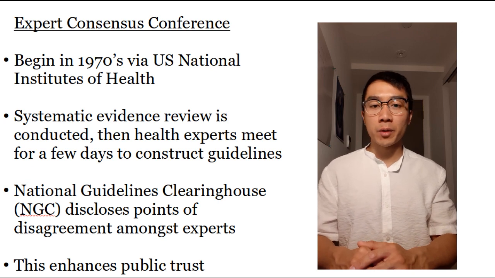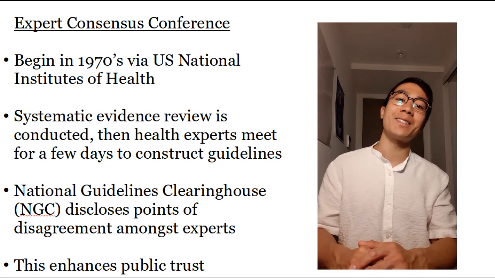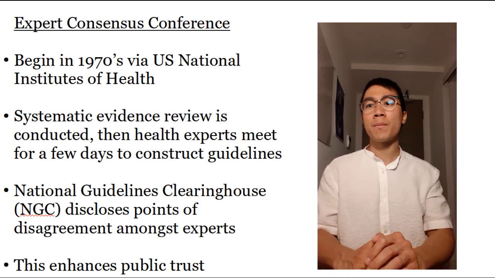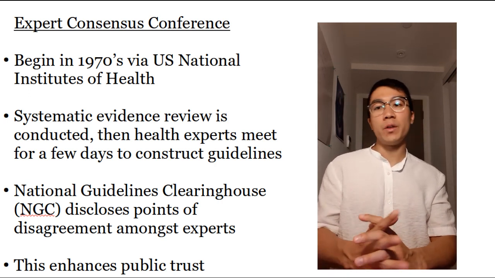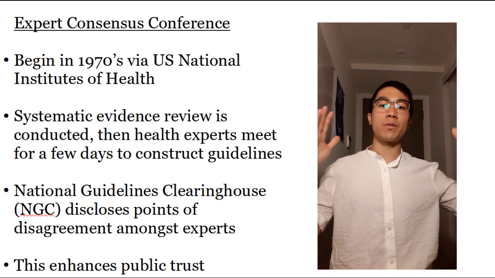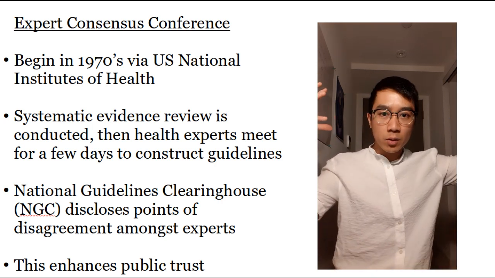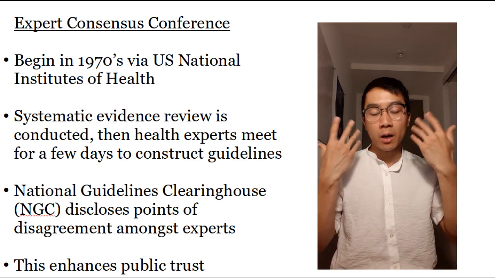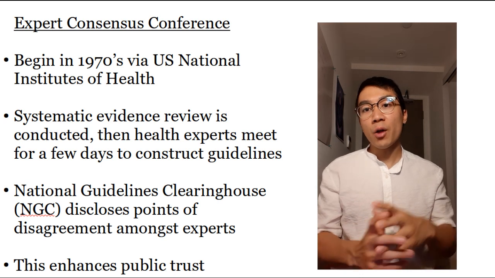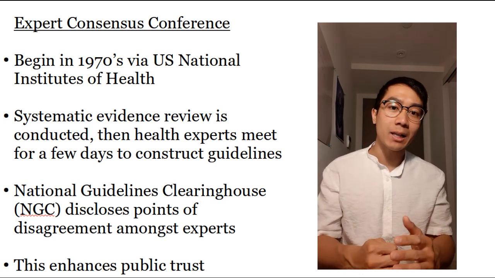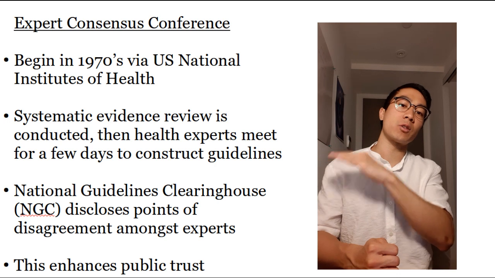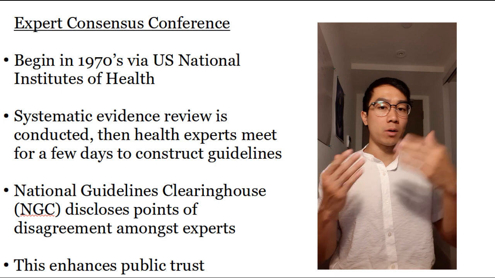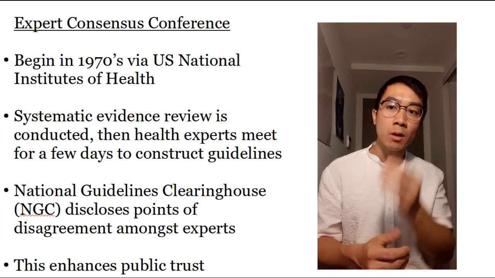So to use an example from Miriam Solomon's paper, we're going to look at expert consensus conferences. These began in the 1970s via the US National Institutes of Health, and they're a form of systematic evidence review, in which you look at a bunch of different medical studies and meta-analyses, and you have to come to a judgment about what all these different studies have to say about the general thing that you're studying, broadly construed. Then health experts meet for a few days to construct guidelines to evaluate whether or not these studies are suggesting a certain thing or suggesting that something isn't happening. For example, whether or not an antidepressant was effective for mitigating depression.